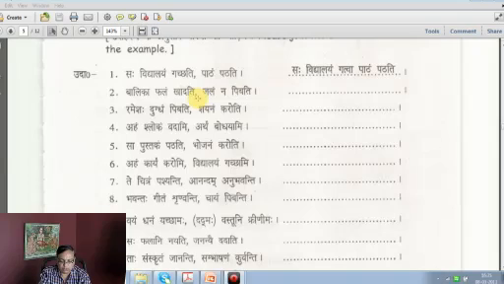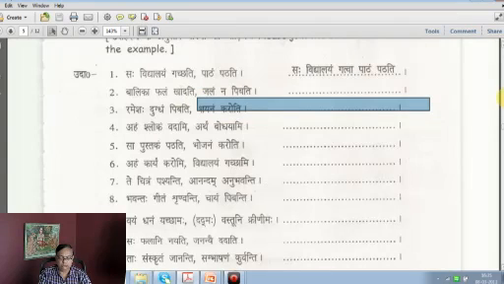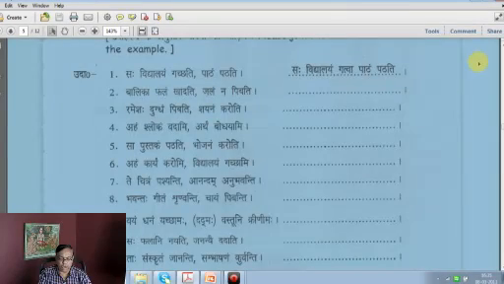So it changes to Balika phalam khaditva jalam na pibati. A girl does not drink water after eating a fruit. Balika phalam khaditva jalam na pibati. She doesn't drink water after eating a fruit.